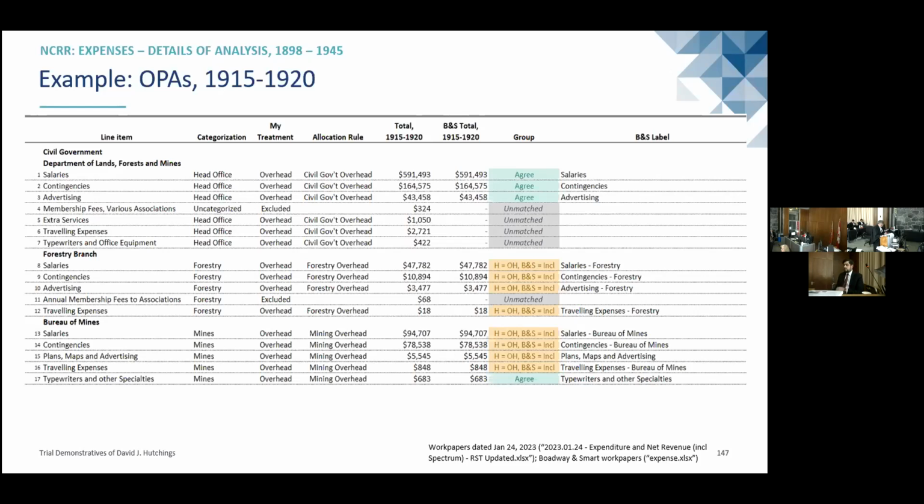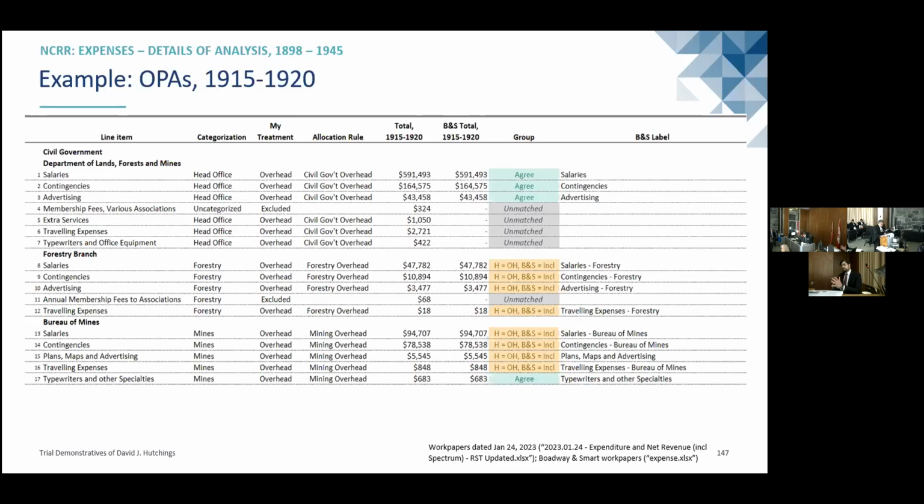So is that like the head office? Exactly. That's like the head office. Sorry, which one is the head office? Lines 1, 2, and 3, civil government overhead. Yes. Right, so lines 8, 9, and 10, I call forestry overhead, for example, which means I'm going to allocate those using that same overhead formula, but only including forestry expenses. So included forestry over total forestry. Okay. So it'll be methodologically the same as the first set of salaries, but it might be a different percentage.